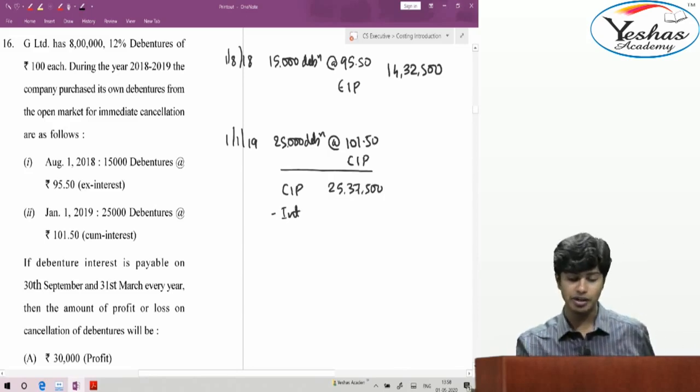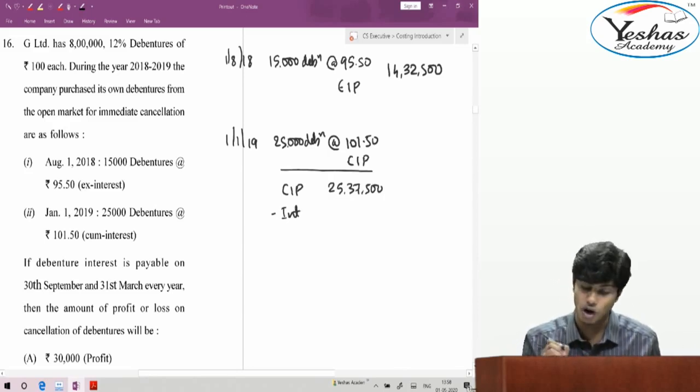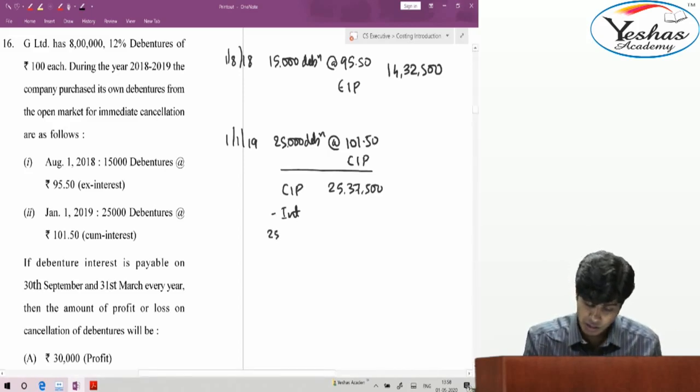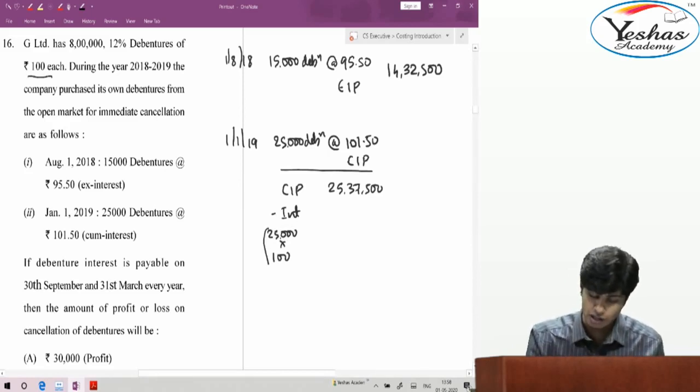Now the interest component. Interest should always be computed on the nominal value. What is the nominal value? 25,000 debentures into rupees 100 each. 100 is the nominal value. It's been given. So interest should be calculated on the nominal value at all times. What is the percentage? 12%.